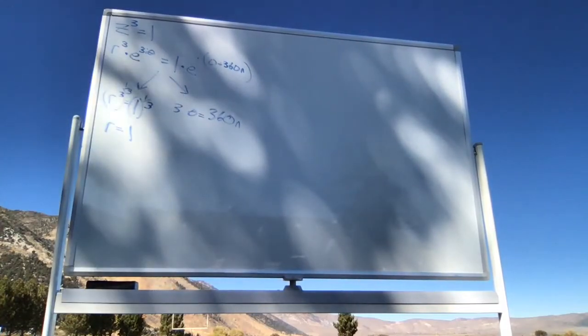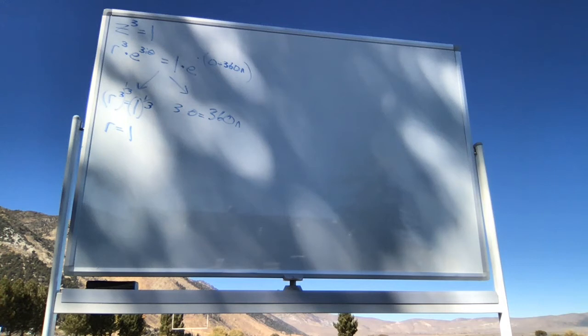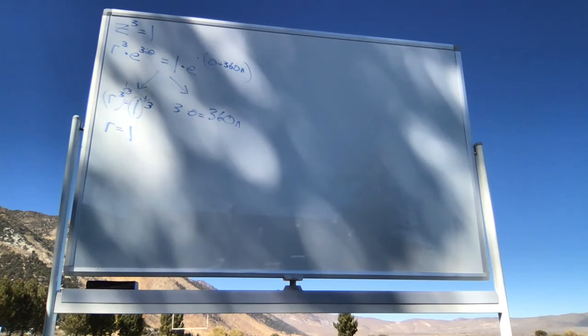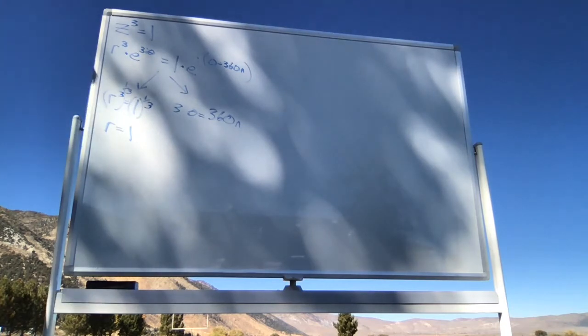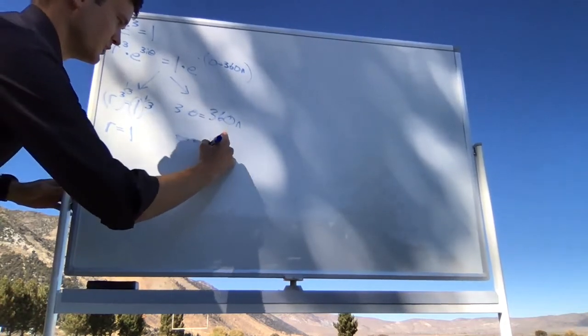1 times itself 1/3 times is 1, because 1 times 1 times 1, no matter how many times you have it, is 1. It's a property of 1. The square root of 1 is 1. The cube root of 1 is 1. Any root of 1 is 1. This is saying the cube root of 1. We're almost done. We got like 30 seconds left. Let me rush through this problem. I'm going to divide both sides by 3. Theta is therefore equal to 120n.